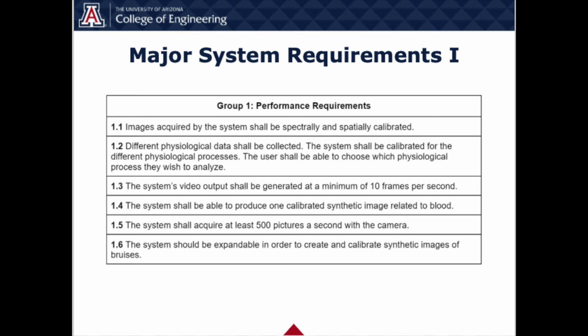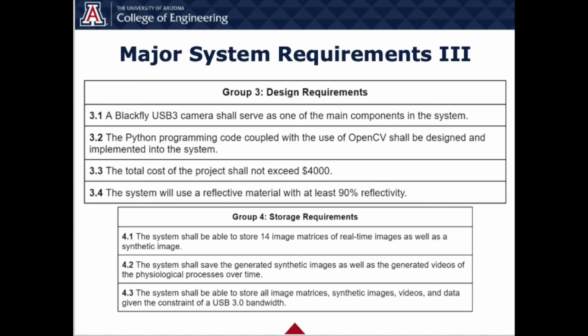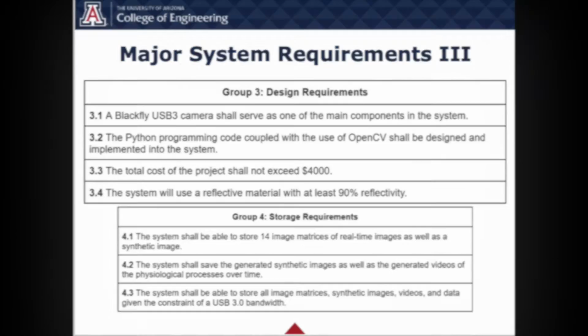We have 4 groupings of system requirements. First, performance requirements detail the system capabilities. Interface requirements outline how the system hardware should function. Design requirements define the components and the budget of our system. And storage requirements describe how the data should be stored in the system.